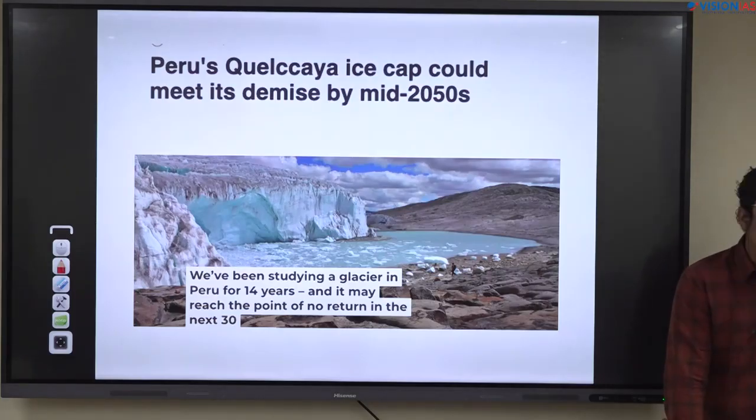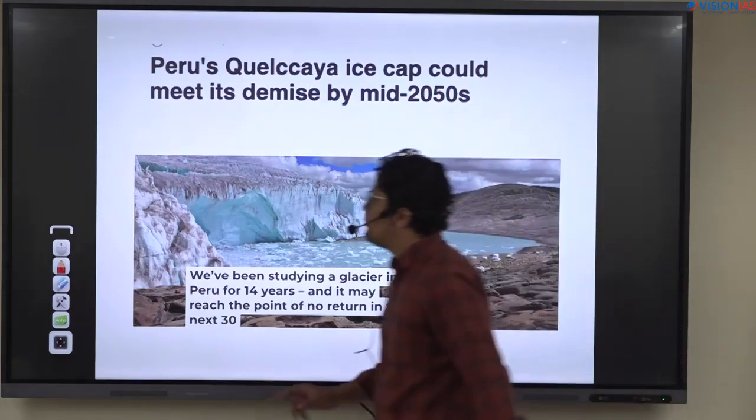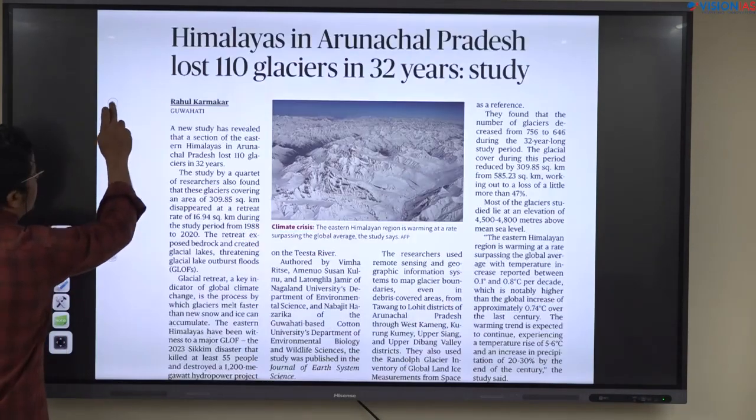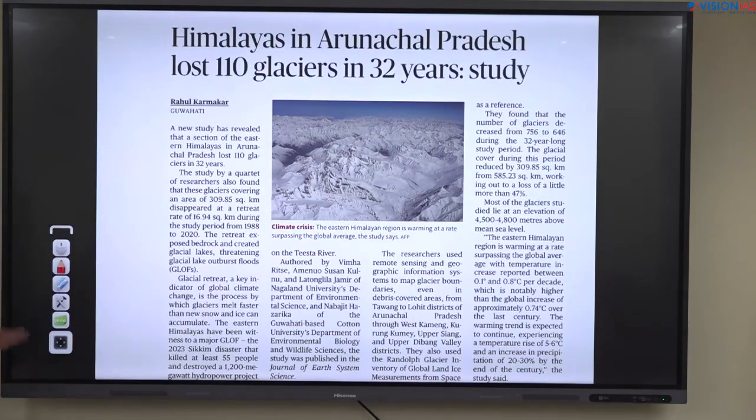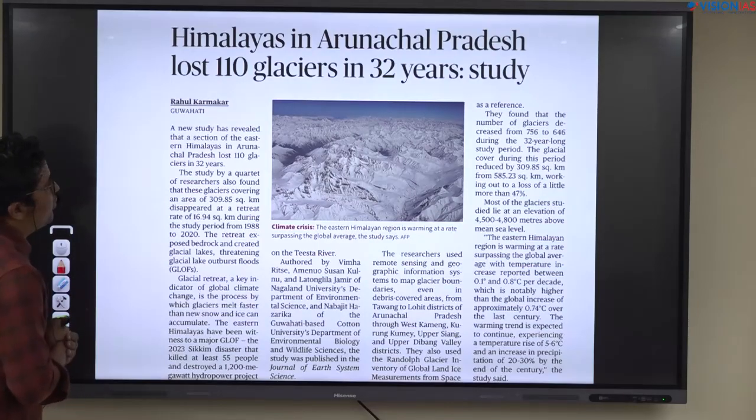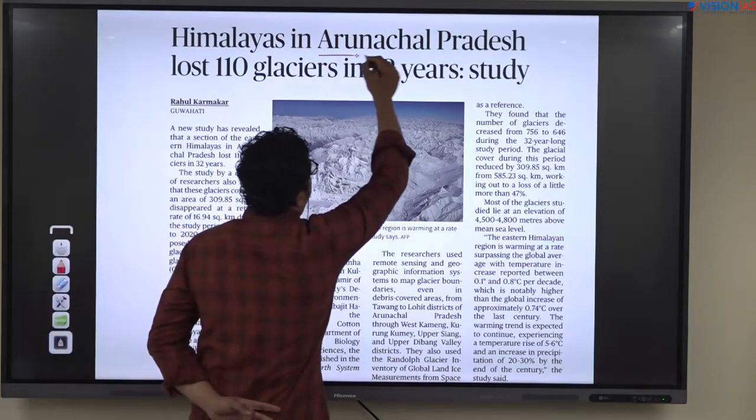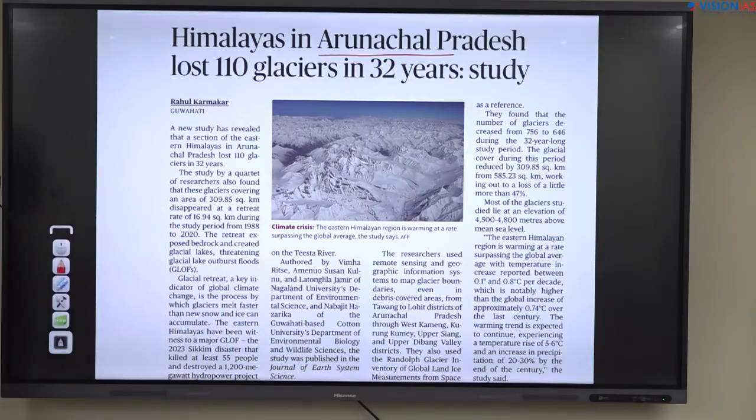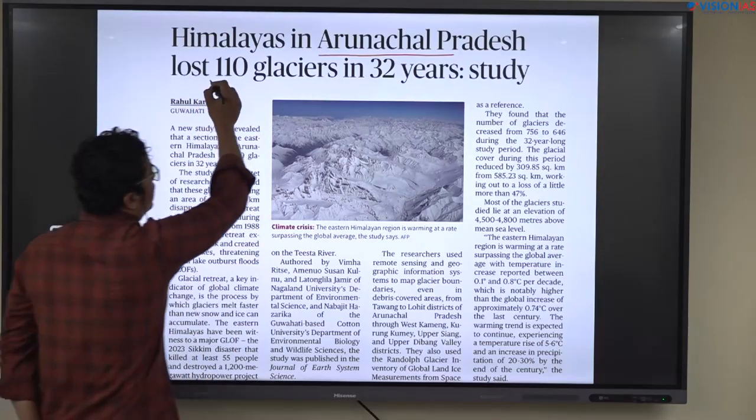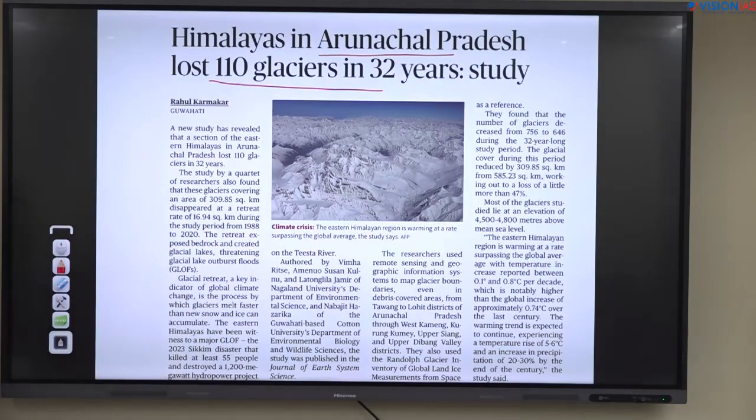So headlines like this or articles like this, what do they tell you? They tell you that the problem of global warming is real. Glaciers are melting all over the world. Even in the Himalayas. A recent article talks about Eastern Himalayas, Arunachal Pradesh, which due to global warming lost 110 glaciers in the last 32 years. This is what the study says. So this rapid melting tells you that the temperature is increasing.